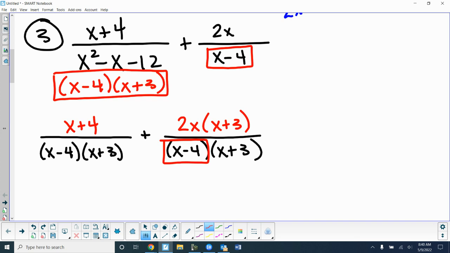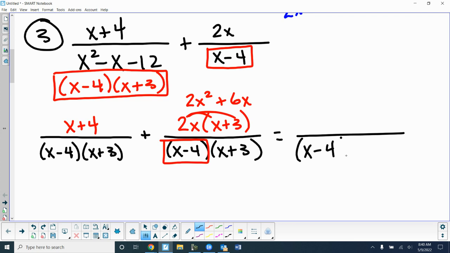Okay, so now, before I can do addition, I have multiplication over here. So I have to do that distributive property stuff. Multiply 2x times x and 2x times 3. My denominator doesn't change. Once I get that common denominator, it stays that until the very end if I can reduce it, right?